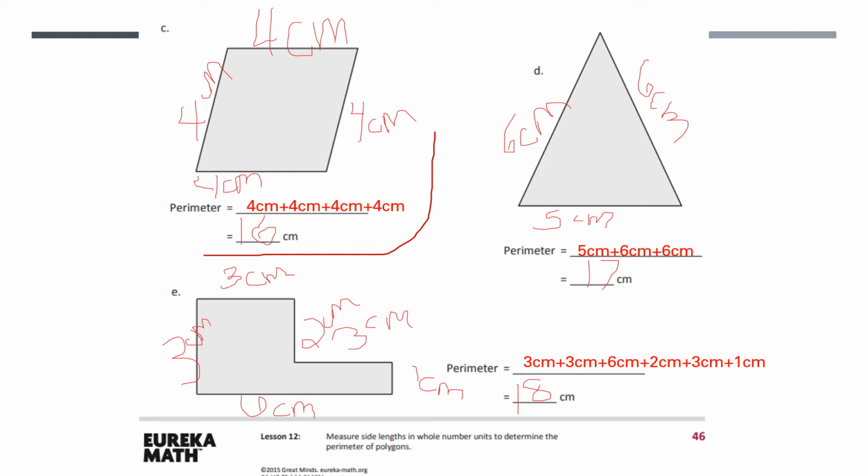For D, our two longer sides for this isosceles triangle are 6 centimeters, and the bottom was 5 centimeters. So that's 5 centimeters plus 6 plus 6.